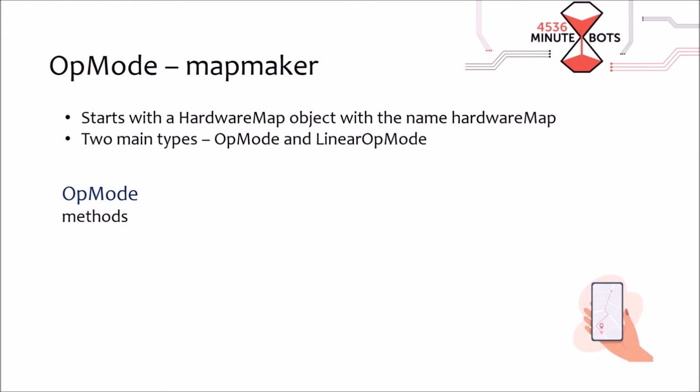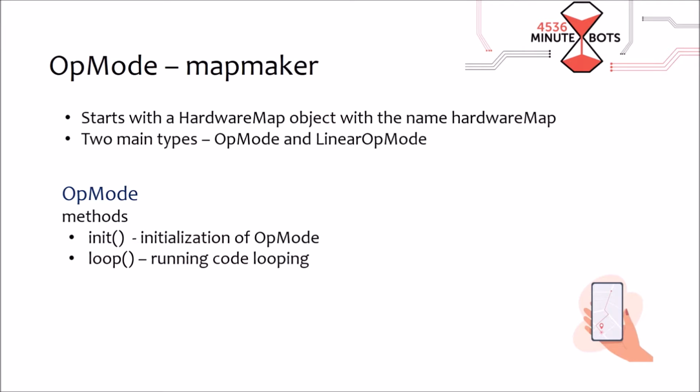There's five total, but three main ones: init, loop, and stop. Init does the initialization of the op mode. It is the one that gets everything set up for things to run. The loop is what it describes. It loops through this method over and over and over again every so many milliseconds. And whatever is within the loop method will get called every time it loops through. And then you can hit stop and it will stop the process.